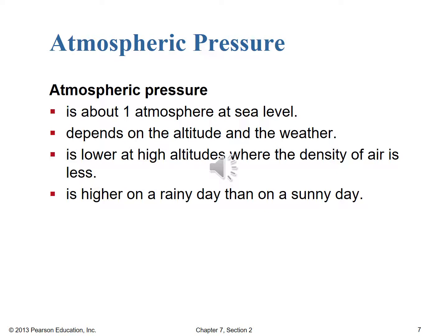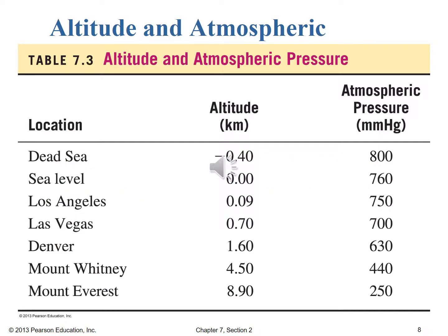But again, it does have real world complications, and we do have to at least try to understand these invisible aspects of our daily life a little better if we want to have a fuller idea of science. So table 7.3 gives some altitude and atmospheric pressure average values. So we see when you're very low, like in the Dead Sea, which is actually below sea level, you're even at a higher pressure than atmospheric pressure, roughly 800 millimeters of mercury as opposed to 760 at sea level.